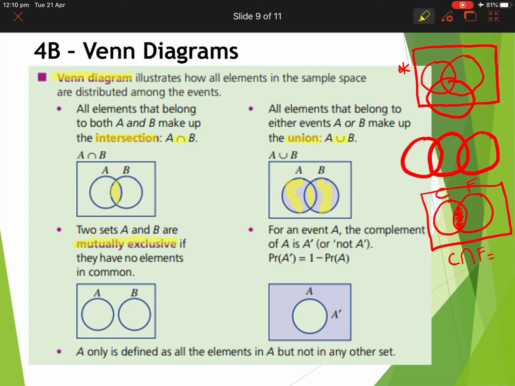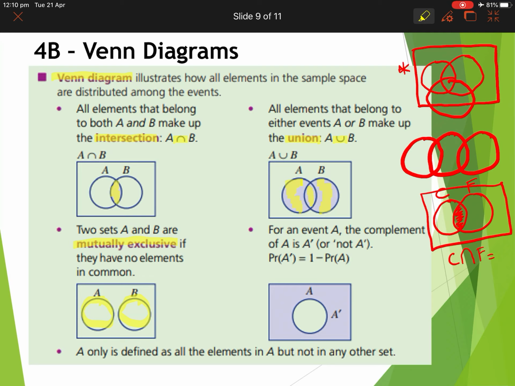The next one is mutually exclusive. Two sets A and B are mutually exclusive if they have no elements in common. See how these are separated? That means they have nothing in common. So they're separated like that.